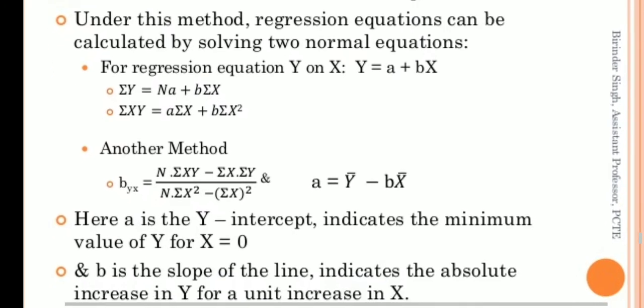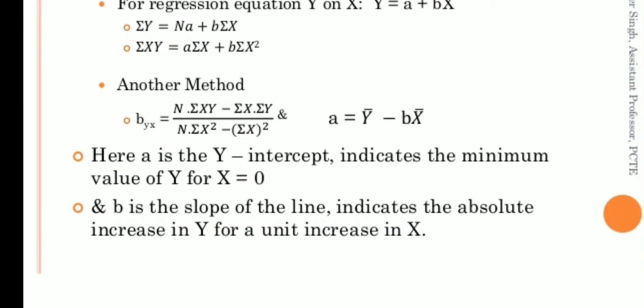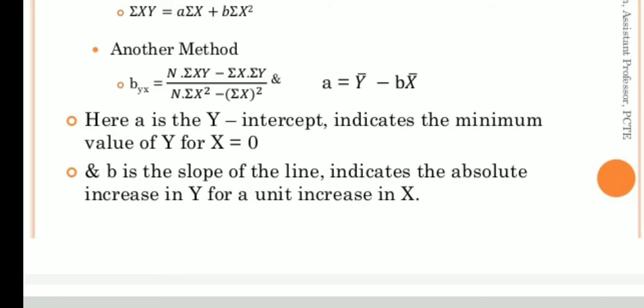So another method is b yx. b yx equal to n into sum of xy minus sum of x into sum of y, divided by n into sum of x squared minus sum of x the whole square. And a equal to y bar minus b x bar. These are the two methods. By solving these, you can find out the values of a and b.